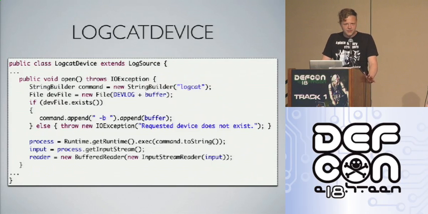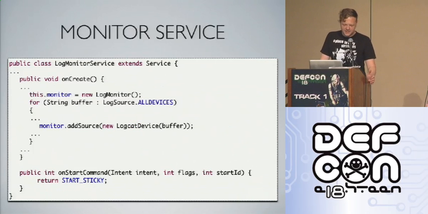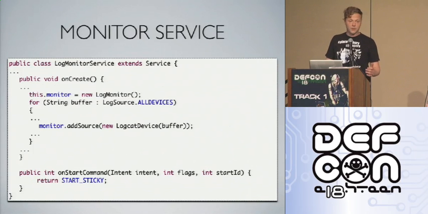So just to flip through the structure of the client here quickly, we have a LOGCATDEVICE class that wraps basically the LOGCAT command and opens that channel, sets up a line-oriented reader. We have a LOGMONITOR, which is kind of the core event loop here, going through processing that data, matching against the filter sets, and deciding what to actually deliver back to the back end. And this is all set up as a service so that it can run in the background, so that we don't have to keep an activity up in order to actually do useful work.